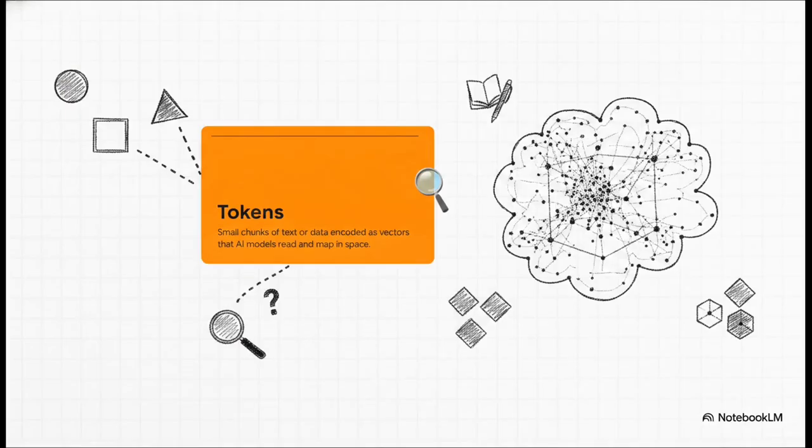Humans use language, right? Machines use geometry. The machine mind doesn't actually read whole words the way we do. Instead, it uses tokens. Tokens are small chunks of text or data that get encoded as mathematical vectors. The AI basically plots these vectors in a massive, multidimensional space. Words that have similar meanings end up grouped closer together in this mathematical space. This allows the AI to literally calculate the geometric relationships between our human concepts.